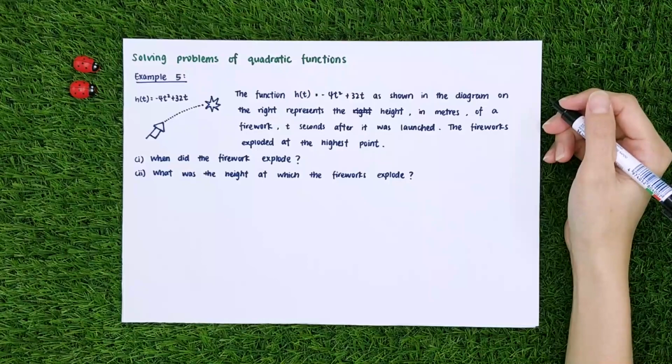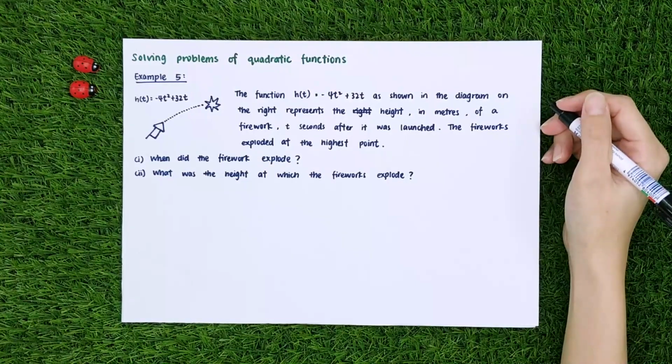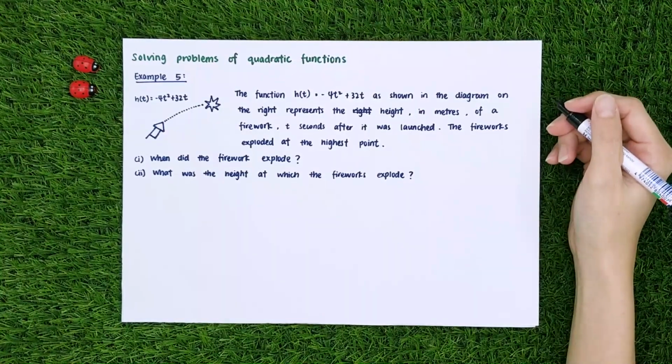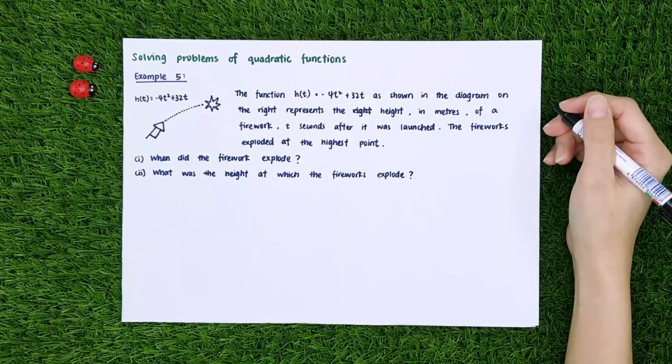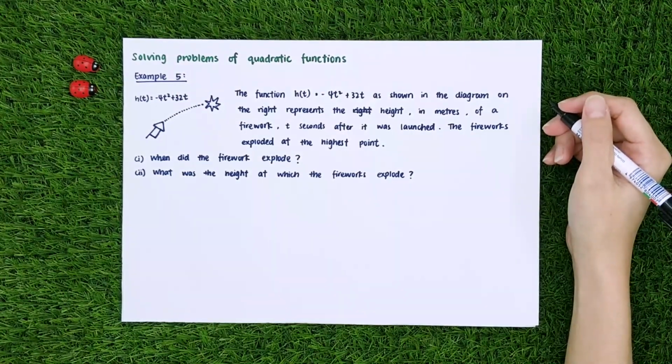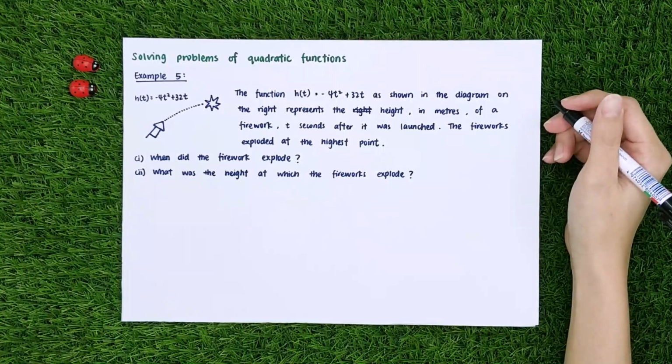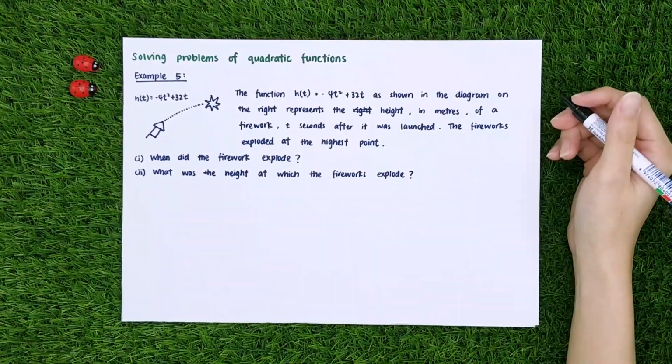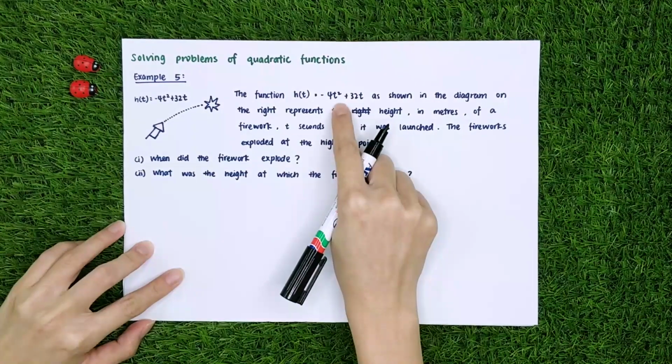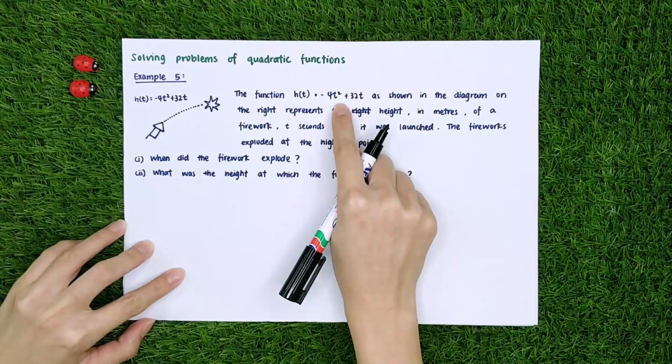Now we go to the last part, which is solving problems of quadratic function. Example 5. The function h(t) = −4t² + 32t, as shown in the diagram on the right, represents the height in meters of a firework t seconds after it was launched. The fireworks explode at the highest point. When did the firework explode? The equation given is in general form. Now I will change it to vertex form.